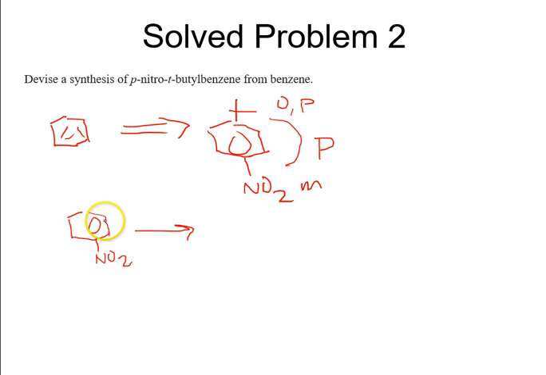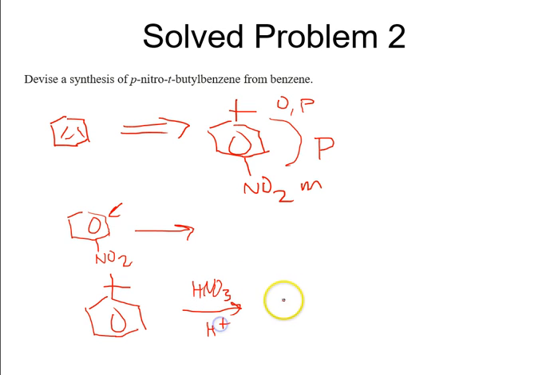Well, this is a meta-director. My tert-butyl would go right there. I would form meta-nitro-tert-butyl-benzene. Okay? So obviously I have to put on the tert-butyl group first. That's an sp3 carbon, so that tells my nitro group where to go. So you have to put your tert-butyl on first.